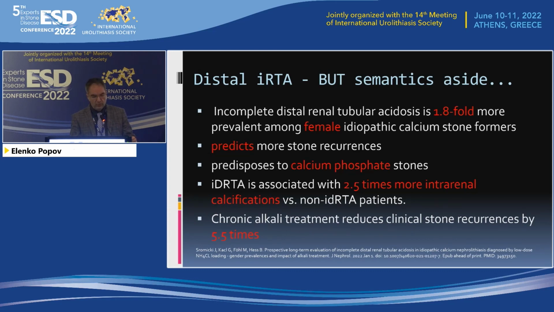It is proven that incomplete distal renal tubular acidosis predicts more stone recurrences, predisposes to calcium phosphate stone formation, and is connected with 2.5 times more intrarenal calcifications when compared to calcium stone formers without incomplete distal renal tubular acidosis. And as we know, chronic alkali treatment reduced clinical stone recurrence by a factor of 0.55.